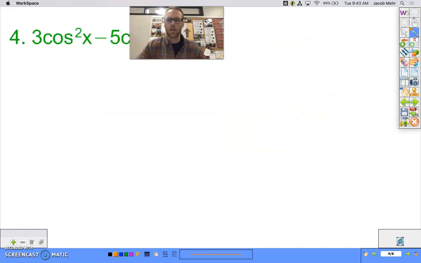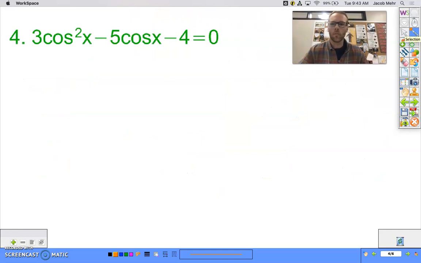All right, let's go to the next one. 3 cosine squared of x minus 5 cosine of x minus 4 equals 0. So here, and again, I mentioned this in the last video, a lot of these equations should remind you of simpler equations that we've solved in the past. And this reminds me of a quadratic, a trinomial. It has 3 parts. There's a squared, there's a first power, and then just that constant.